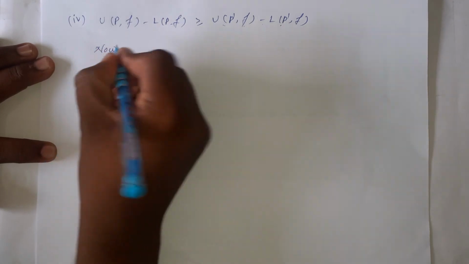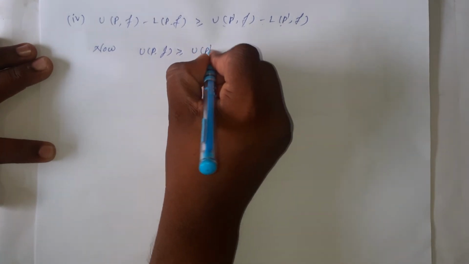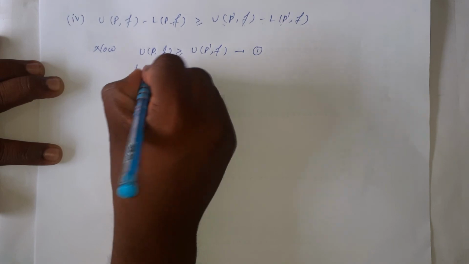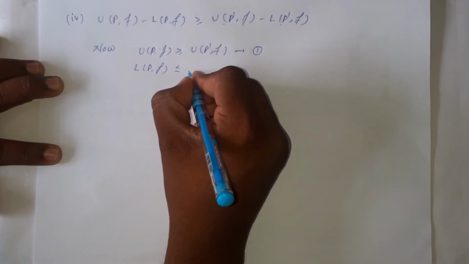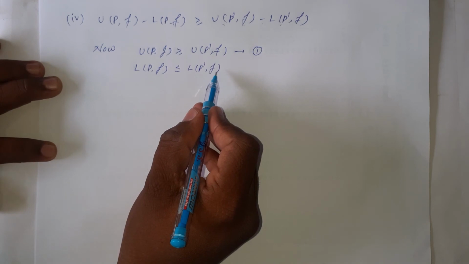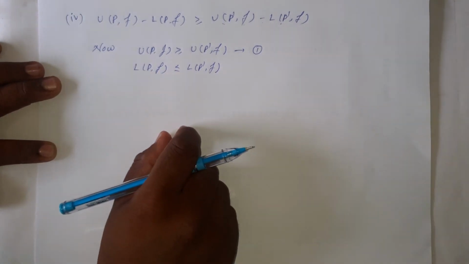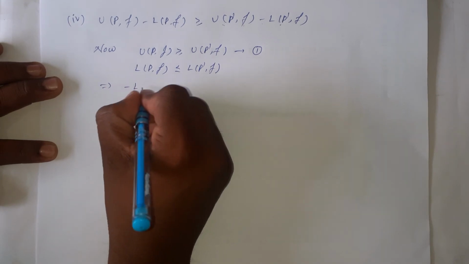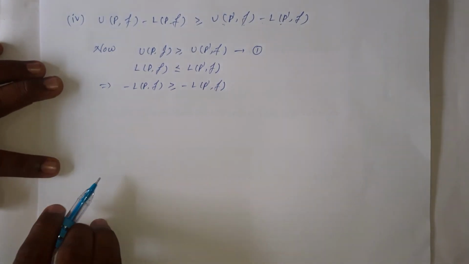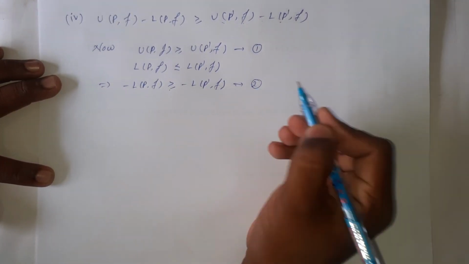Now we know that UPF is greater than or equal to UP dash F. Let us consider this one as the first equation, and also we know that LPF is less than or equal to LP dash F. Now multiplying this second inequality by a negative sign, if you multiply any inequality by a negative sign, then the inequality becomes reversed. Then it implies that minus of LPF is greater than or equal to minus LP dash F. Since we are multiplying with the negative sign, this less than or equal to becomes greater than or equal to. Now consider this one as the second equation.